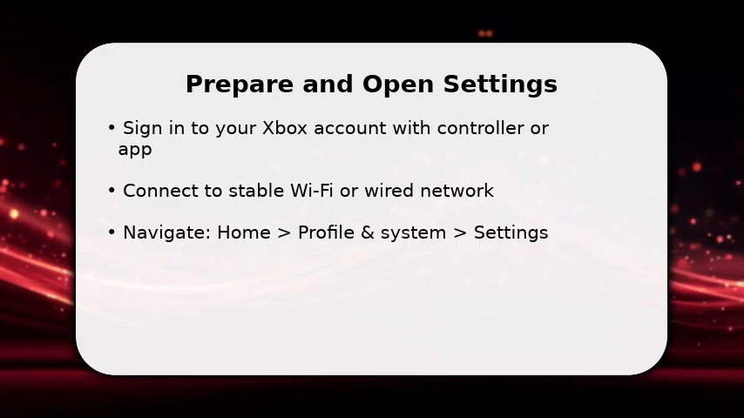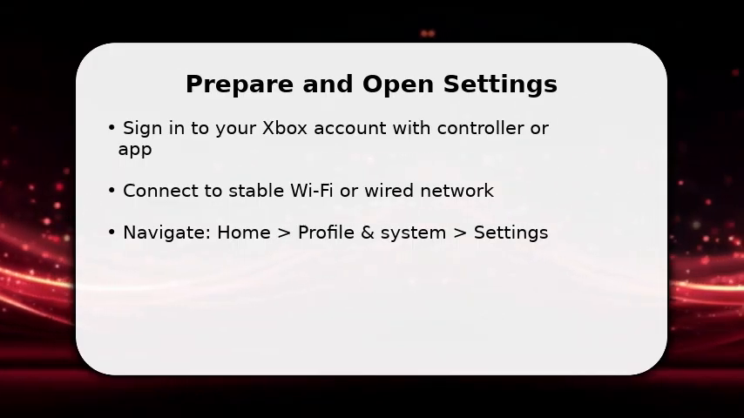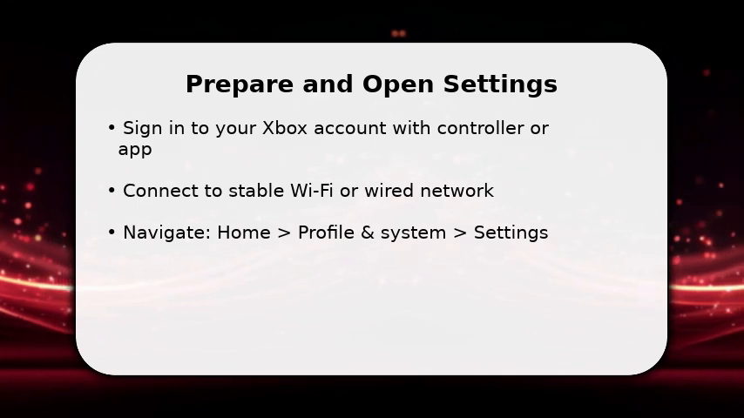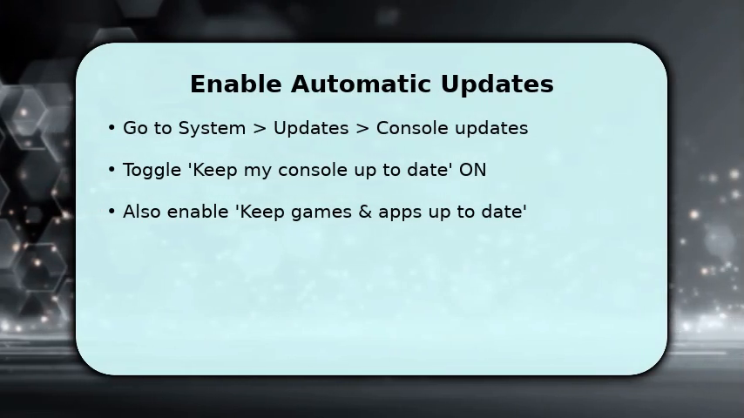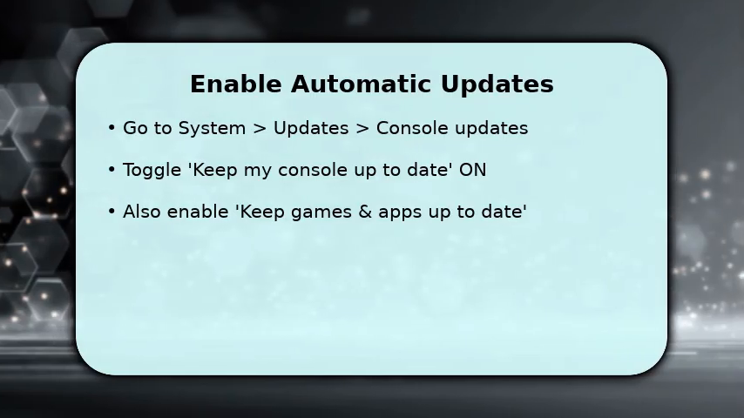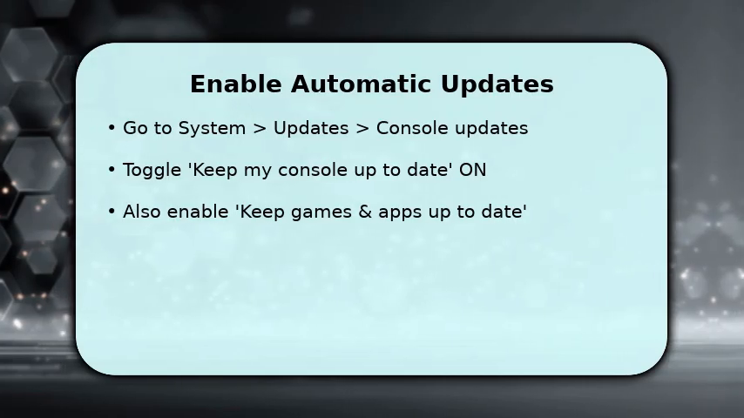Proceed to the System and Update screens to enable automatic installation. You're now inside System Settings where the update options live. Select Updates, then flip on Keep My Console Up to Date so system firmware installs automatically. This prevents missing security and performance fixes.